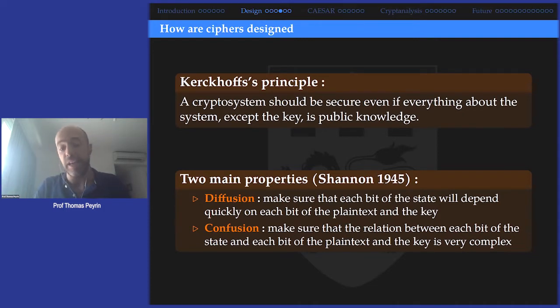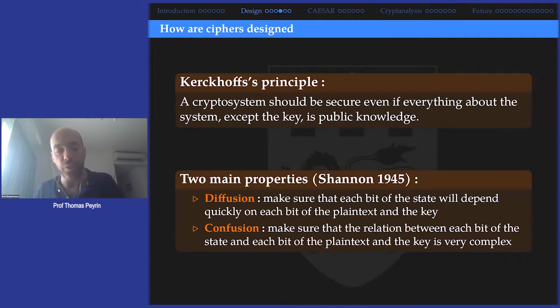So if I flip one bit on the input, I want to see a lot of bits flipped a bit randomly. If my diffusion is not good enough, what will happen is that I flip one bit and only maybe 2 or 3 or 4 bits will be flipped and not the rest. This is really not some random behavior. This is not something we want to see. So this is what diffusion is about. You want to make sure that the dependency between one bit and the other bits of the state is very high. So you want every bit of the state to depend on every bit of the plaintext and every bit of the key very quickly.